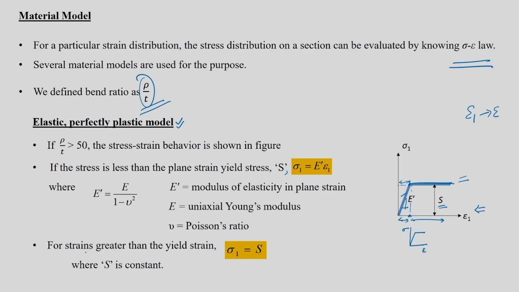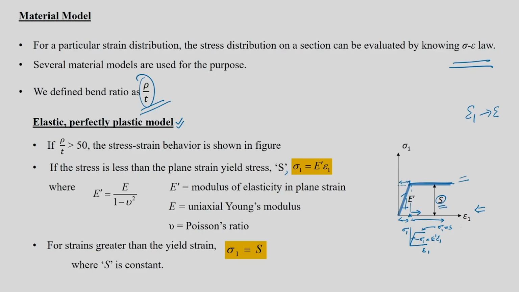In the second part, for strains greater than the yield strain, if you go beyond this, we can simply say sigma 1 is nothing but S. So, in this part sigma 1 is equal to E dash into epsilon 1, whereas in this part sigma 1 is equal to S. There are two parts here which will be useful for us.